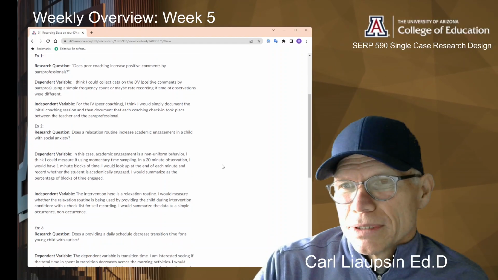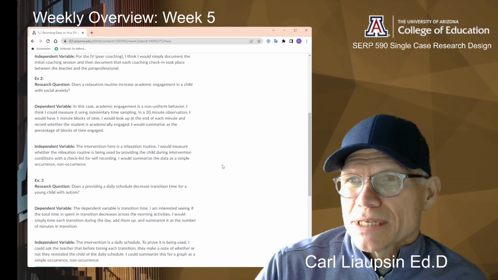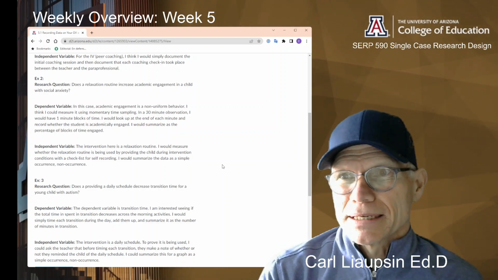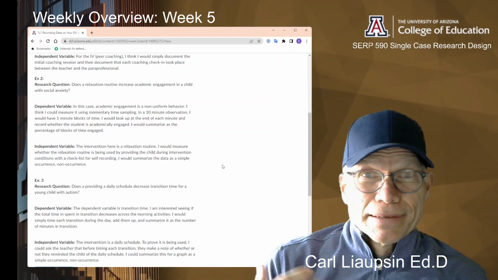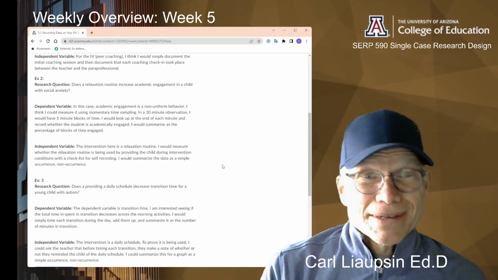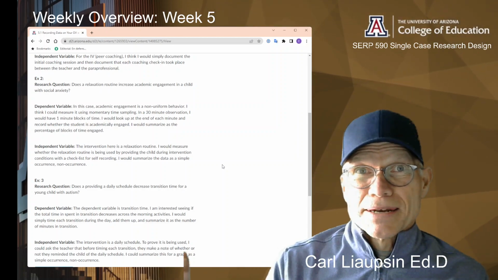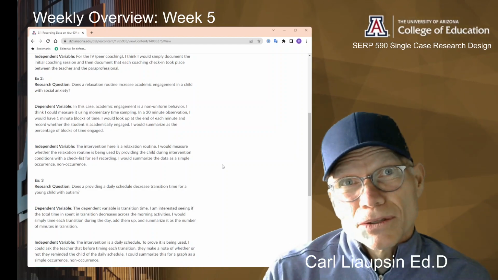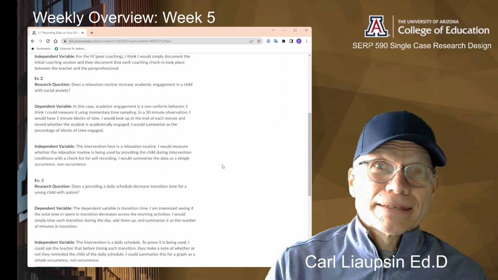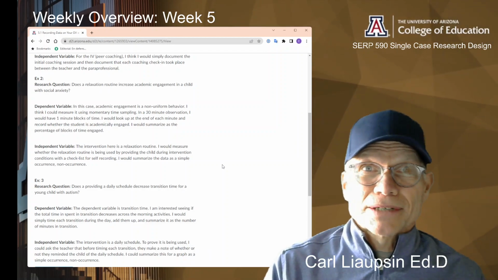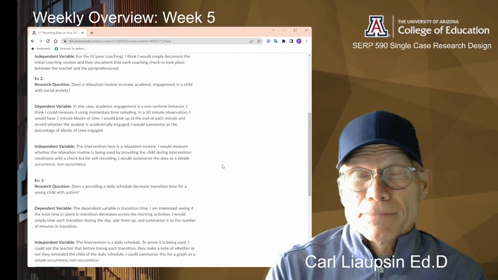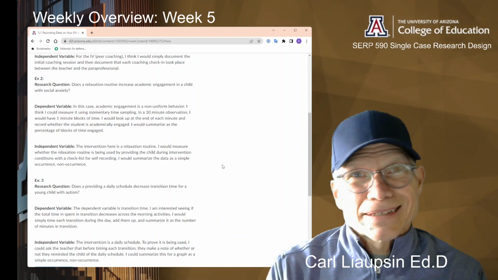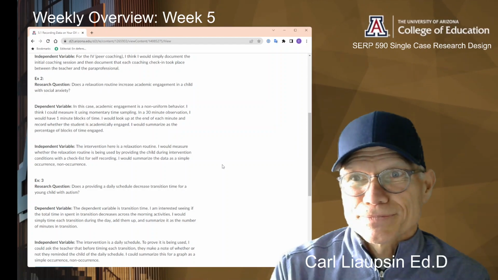Example 2, does a relaxation routine increase academic engagement in a child with social anxiety? In this case, academic engagement is a non-uniform behavior, and that is going to be something that you're going to need to look at and pay attention to in Ledford and Gast text, and you may already do that because uniform behaviors and non-uniform behaviors, we select different kinds of measurement systems.